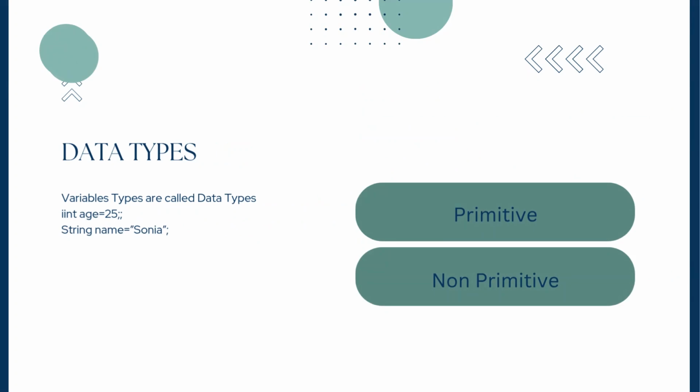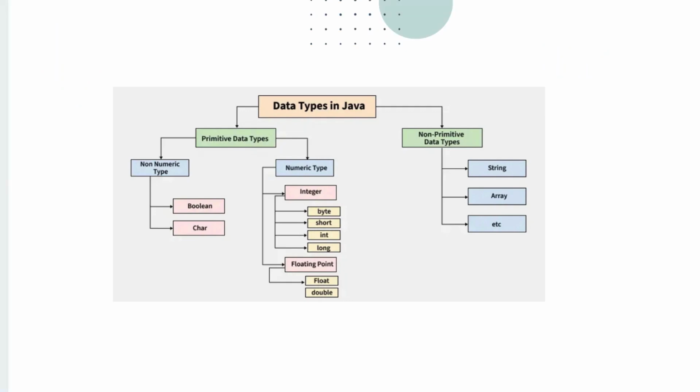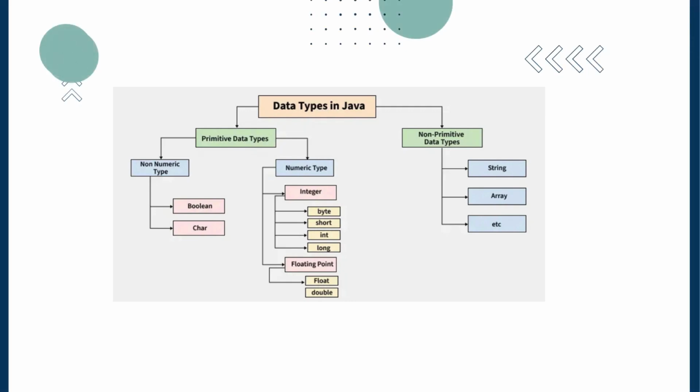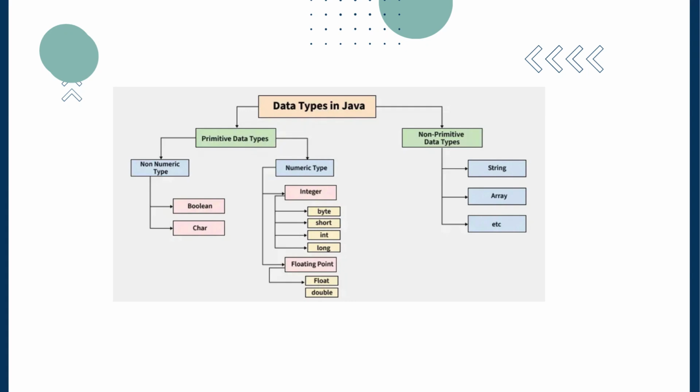Variable types are called data types. Int age equal to 25 or String name equal to Sonia. There are two types of data type: primitive and non-primitive. Primitive data types are divided into non-numeric and numeric data types. Non-numeric are boolean and char. Numeric types are integer and floating point. Integer is again classified into byte, short, int, and long, and floating point is divided into float and double. And non-primitive are string, array, enum, interface, etc.